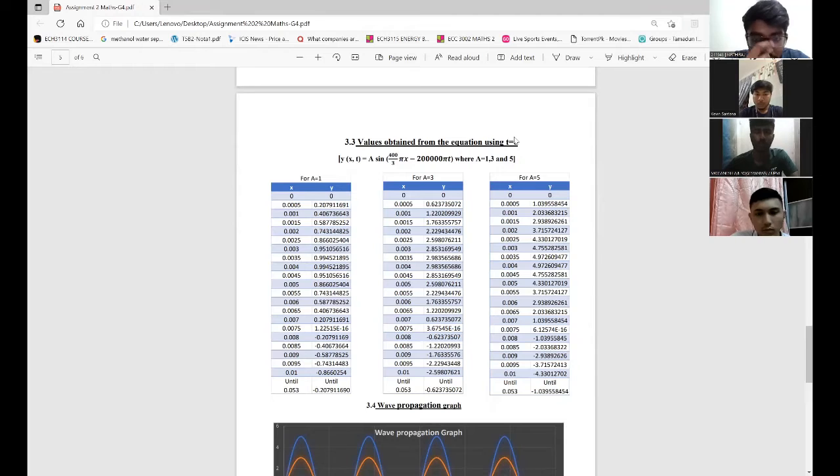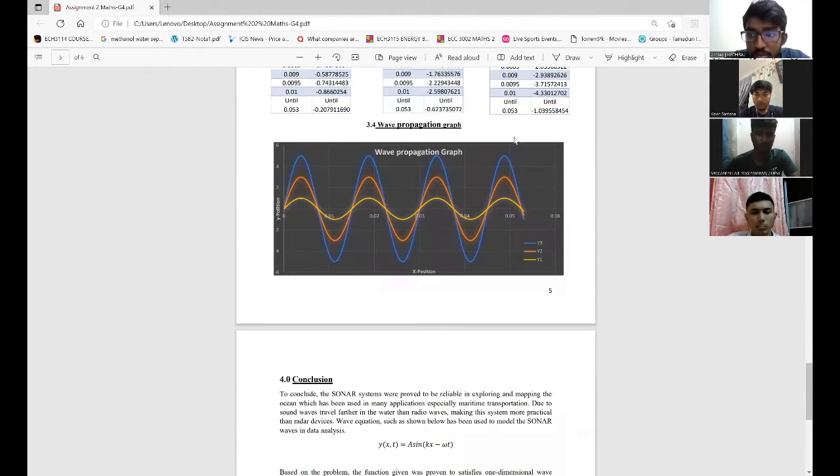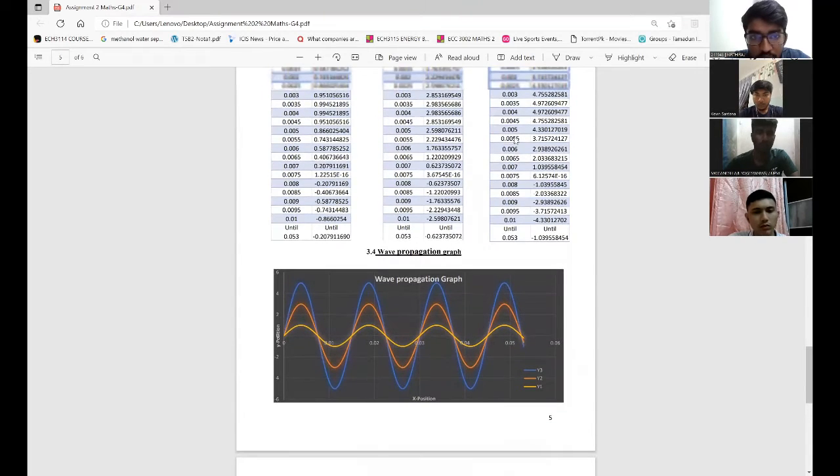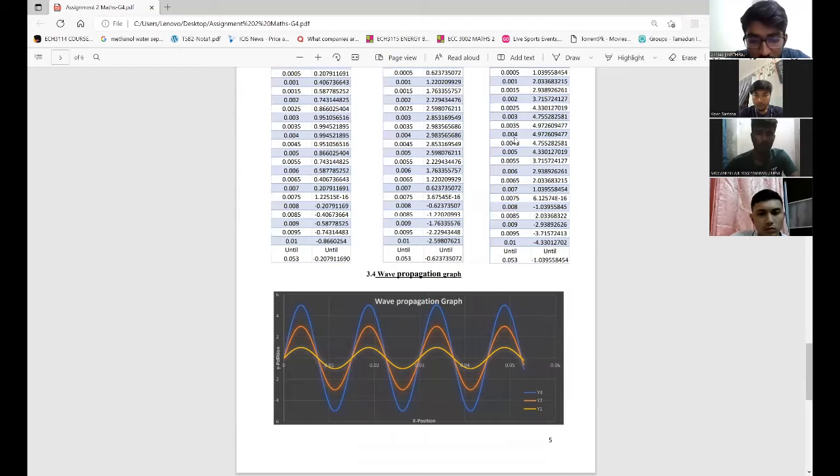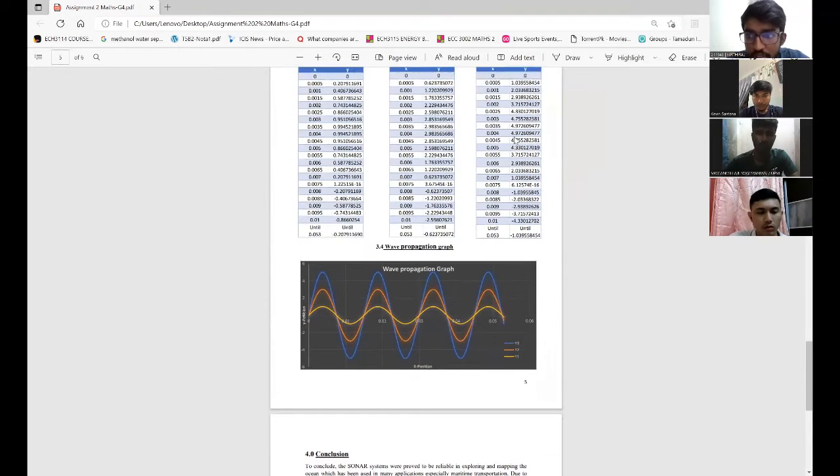We have 3 different tables for 3 different graphs. As you can see in the graph, we have different amplitudes of different heights. The yellow line has the lowest amplitude, which is 1, the orange line represents amplitude 3, and the blue line represents amplitude 5. So that's all from the calculation, and we move on to the conclusion. I hope everyone understands.